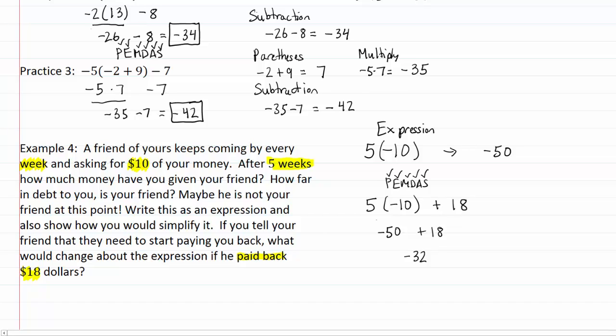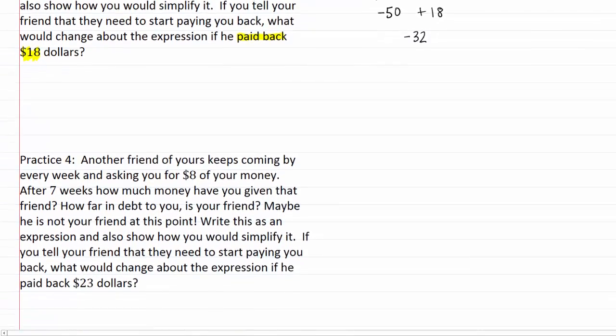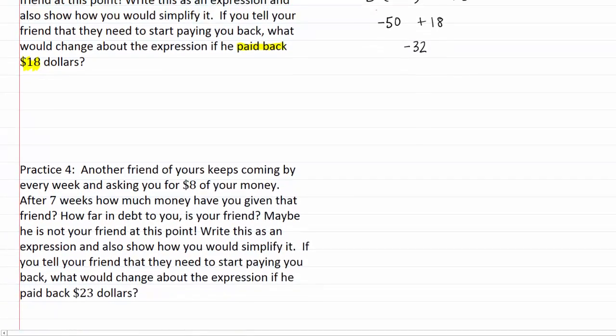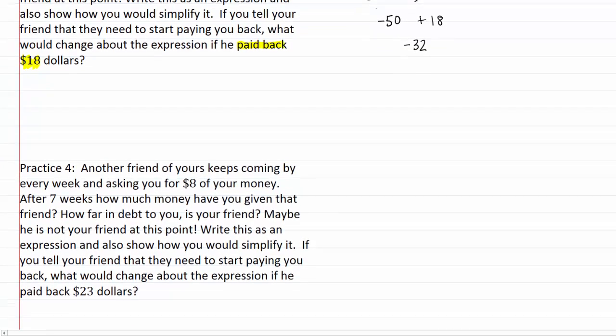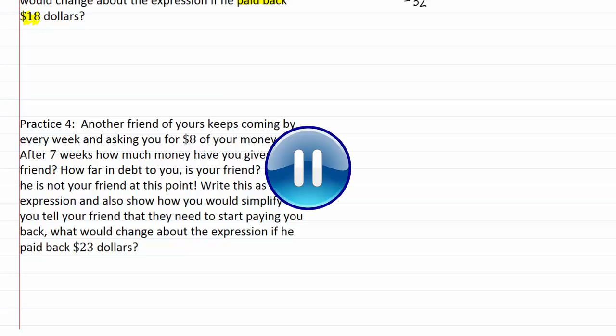So now I'm going to scroll down to practice 4, and I'm going to give you a chance to work on that. So here is practice 4. Why don't you pause the video here and try practice 4. Welcome back. I'm going to go work through this problem.